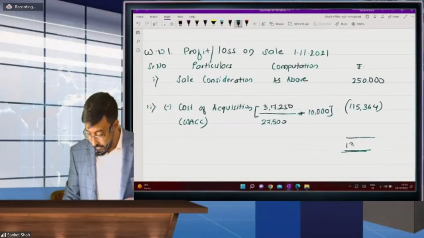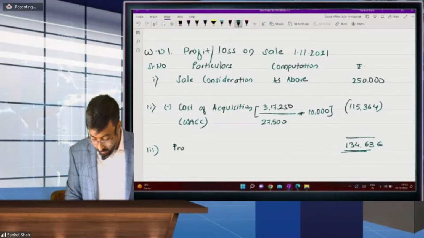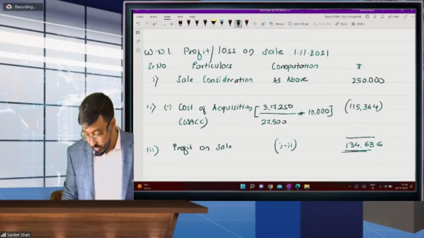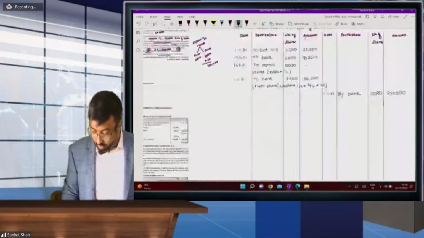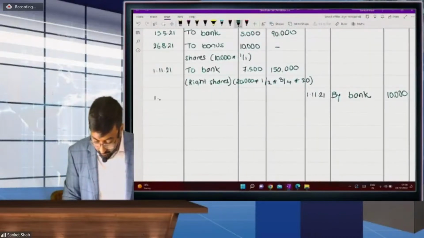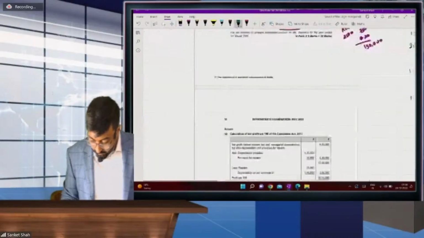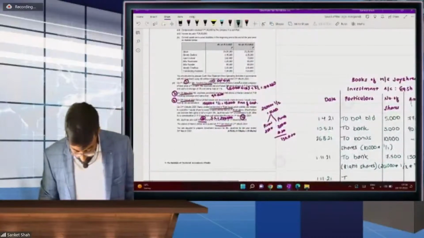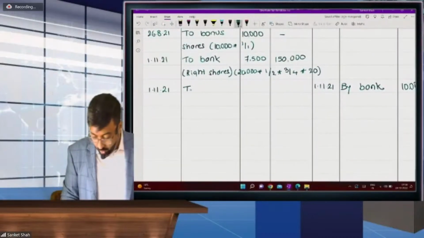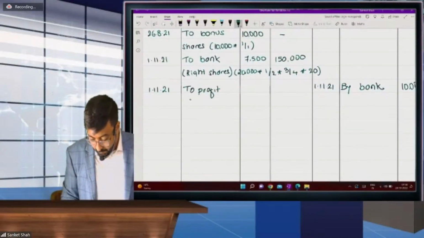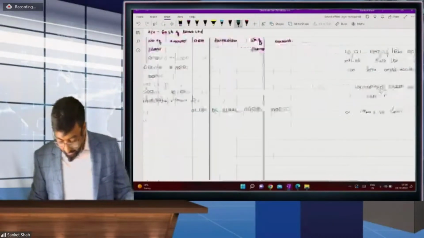So you are in profit. Roman 3, profit on sale, 1 minus 2, 134636. So on the opposite side, to profit, working note 1, 134636.